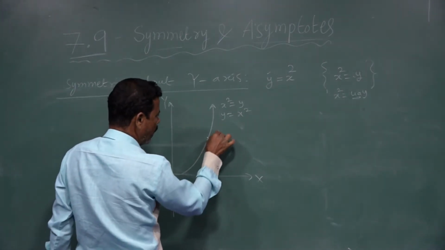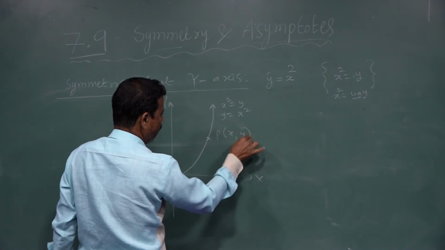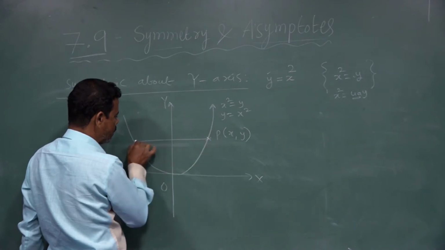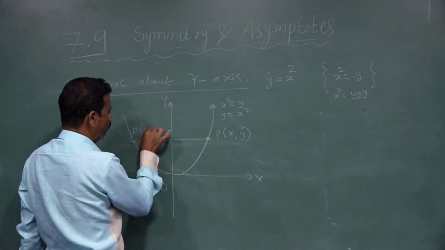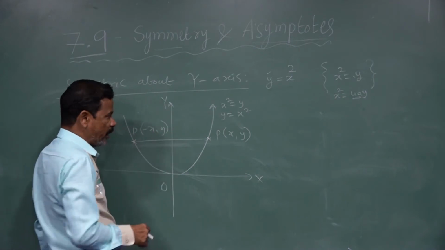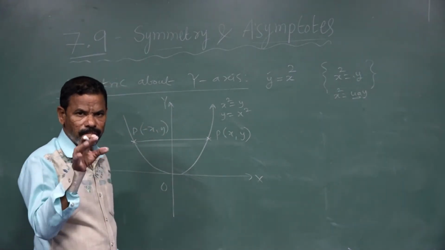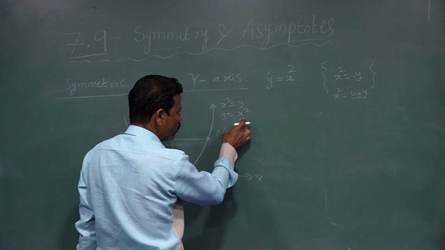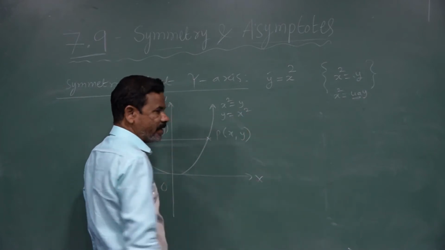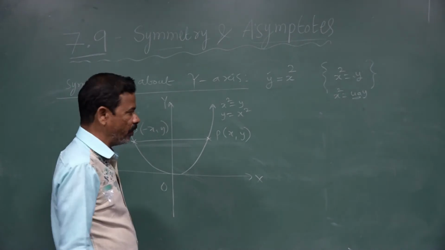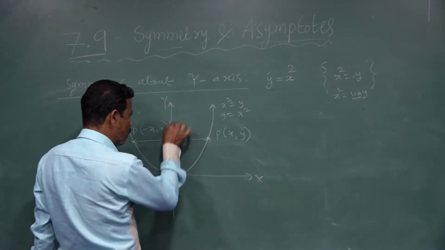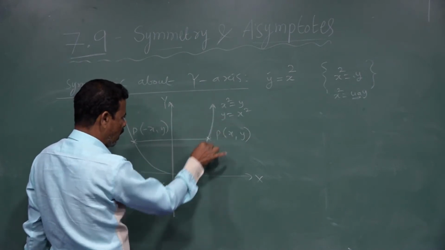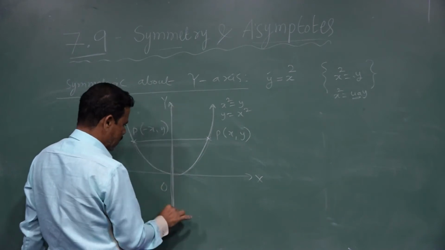Suppose we consider any point P of (x, y). We draw the line to the opposite side with respect to the y-axis. Here is another point P of (minus x, y). Instead of x, we substitute plus or minus x, which does not change the equation. Plus or minus x whole square is positive, so y is equal to x square as it is. There is no effect on the equation. That's why the y-axis is the symmetric line, and this curve is symmetric about the y-axis.